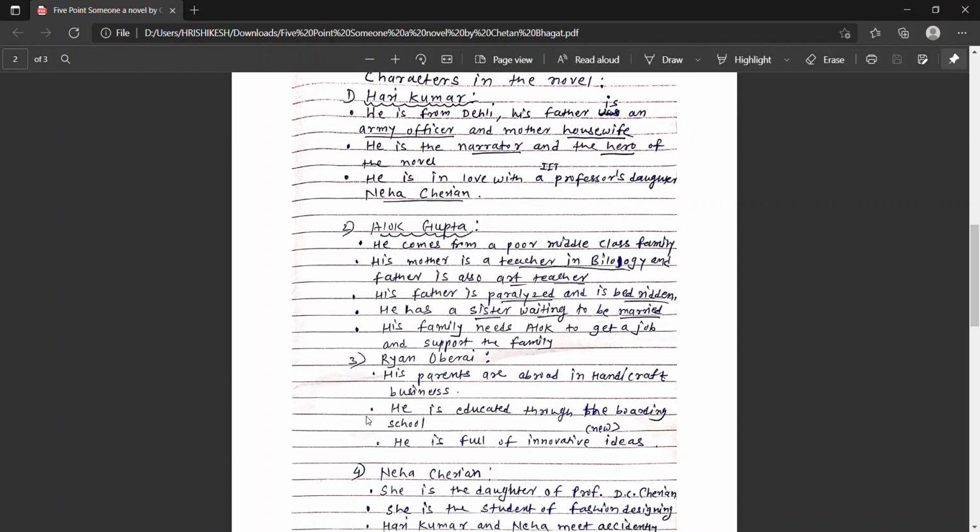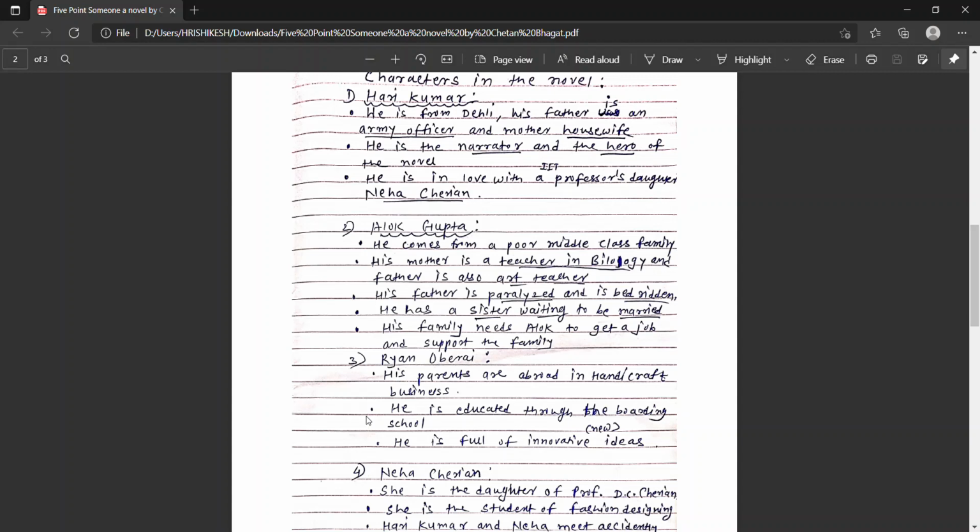Further, this Ryan Oberoi is a person who is full of innovative new ideas. What are the characteristics of Ryan Oberoi? He is full of new ideas, but he hates his parents because they are not with him. He has not got the love of his father and mother.